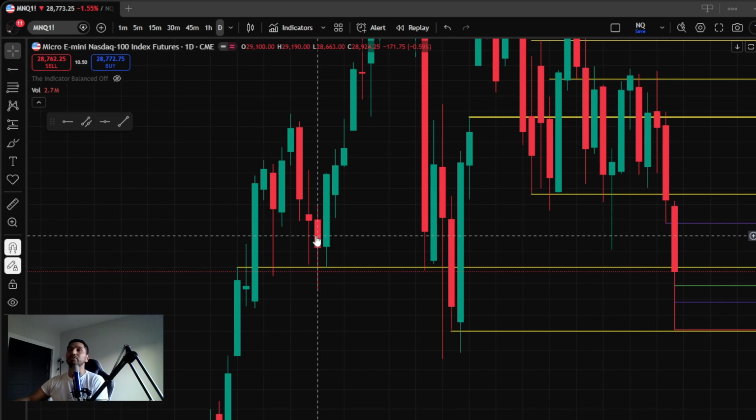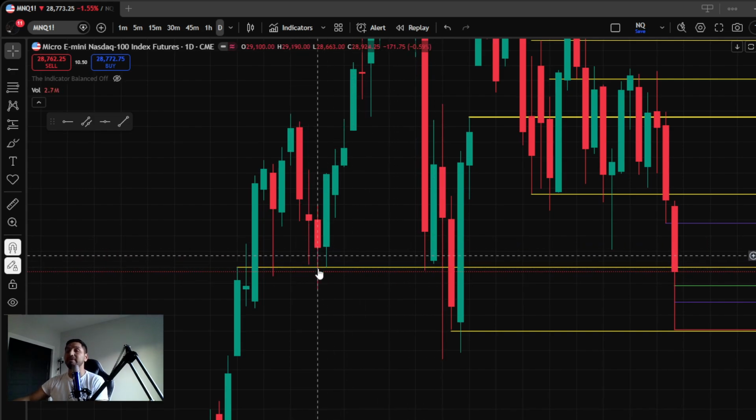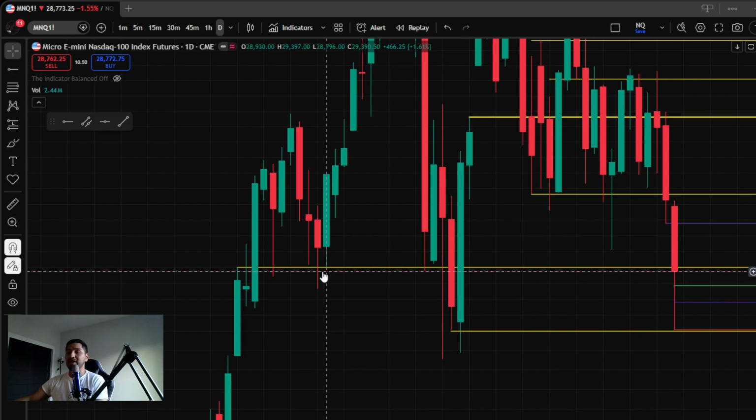Right here, also 28,663. It's 140 points below that current support spot, but we closed above, so that level's still relevant. And then on Wednesday, the 20th of May, the low of that candle was 28,796. So 4 points from the support level. Another buying opportunity for the MNQ here, or QQQ, right? If you don't trade futures, you can also trade stocks or ETFs.